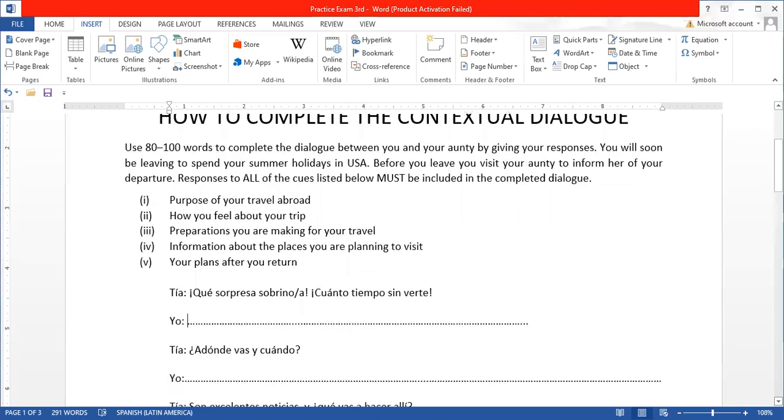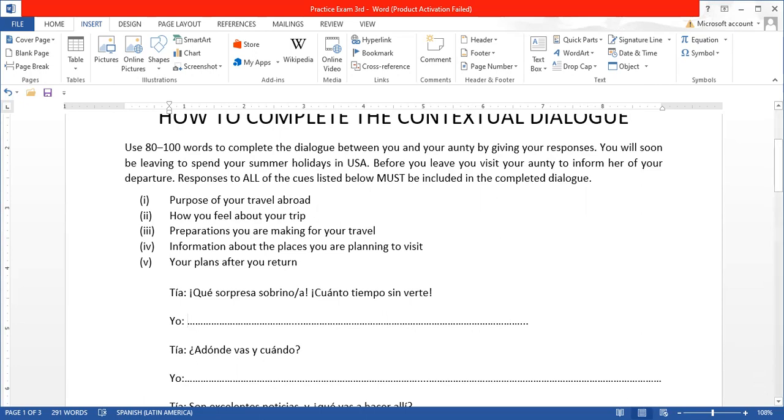In this case, you are going to use, as usual, from 80 to 100 words to complete the dialogue between you and your auntie by giving your responses. You will soon be leaving to spend your summer holidays in the United States. Before you leave, you visit your auntie to inform her of your departure. So you need to respond to all the cues listed below, and you must include them in the completed dialogue.